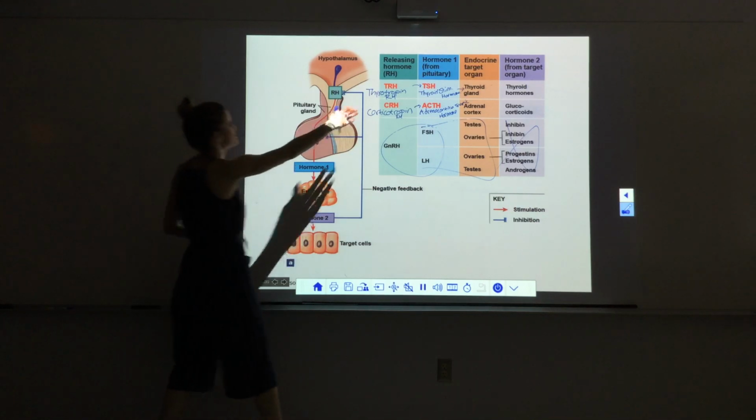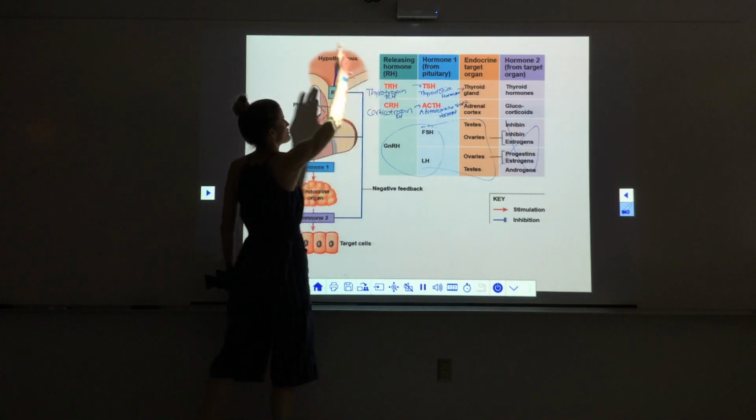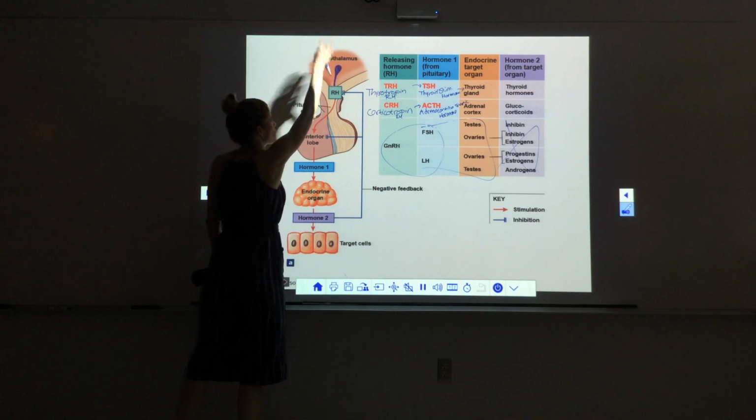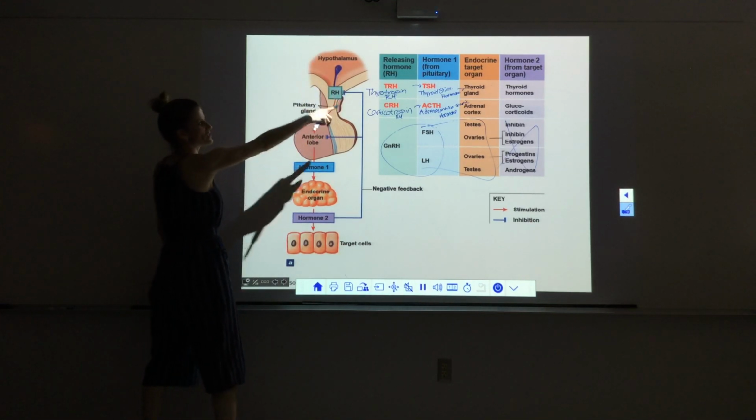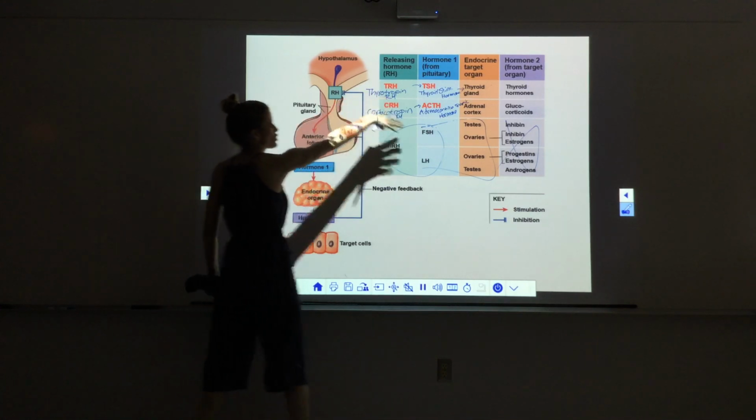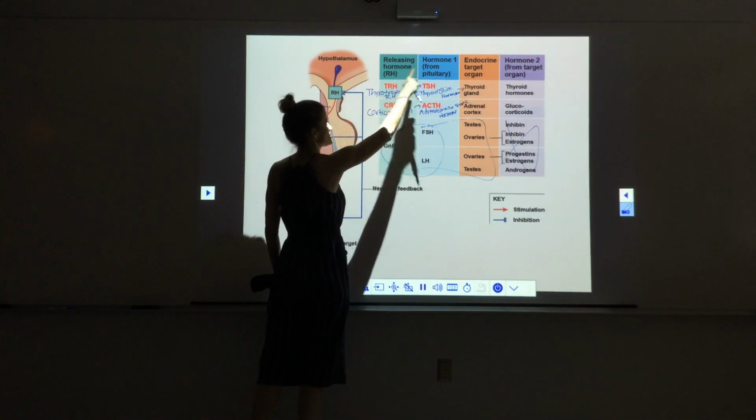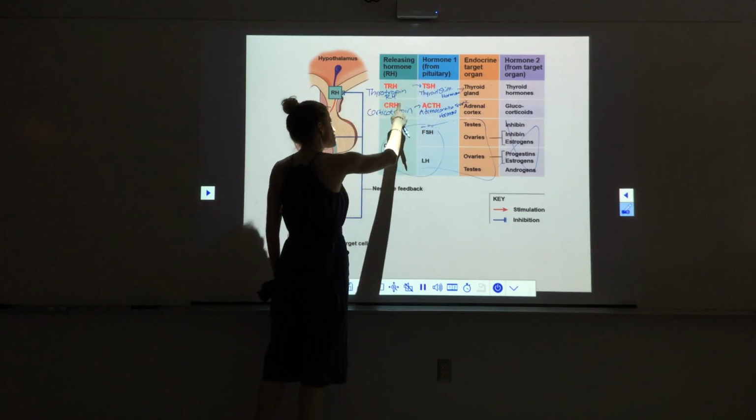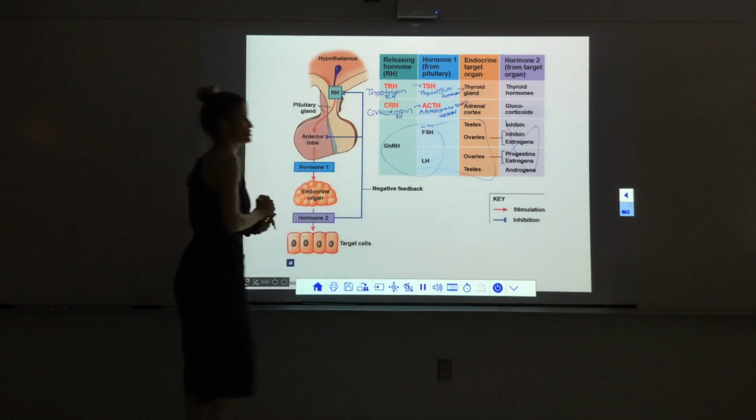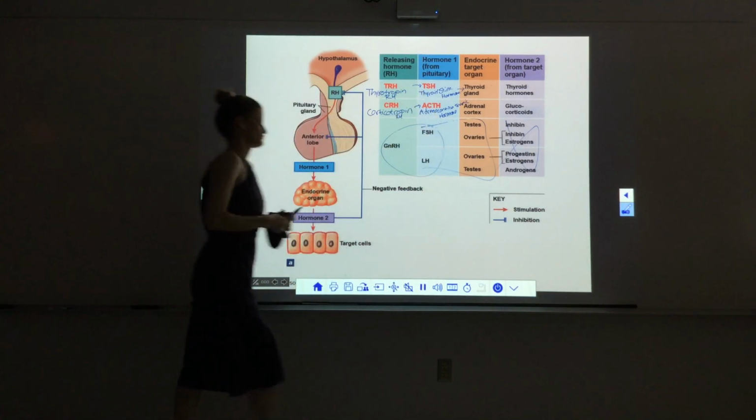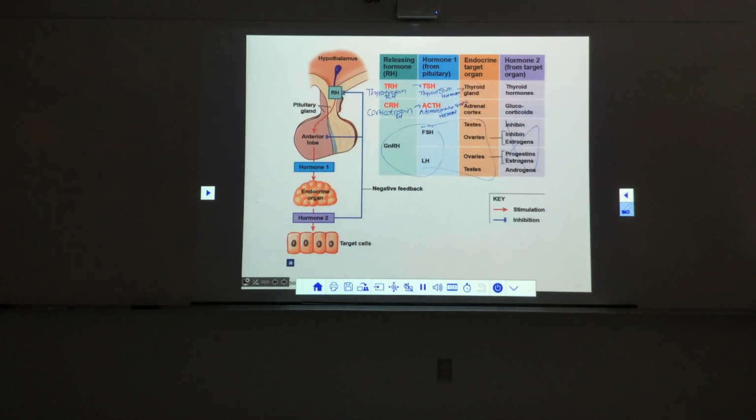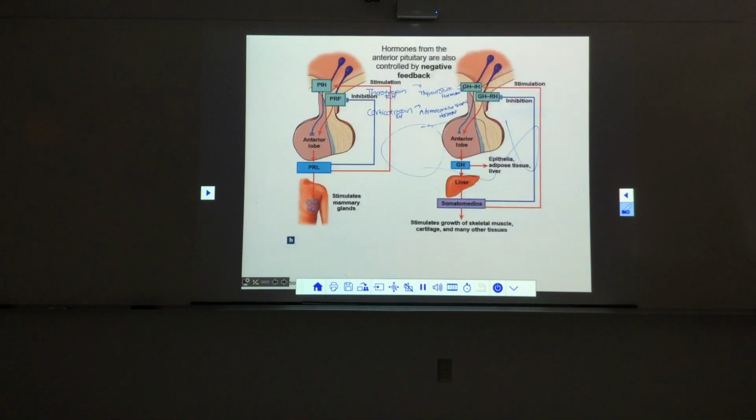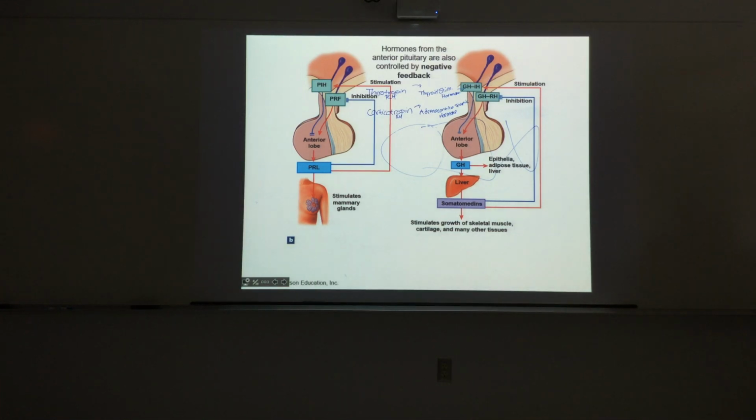Right now, I want you to realize that these releasing hormones are coming from the hypothalamus. They're traveling through the portal system to the anterior pituitary, and they're telling the anterior pituitary to release these hormones. So TRH causes the release of TSH. CRH causes the release of ACTH. Here we see a few more.